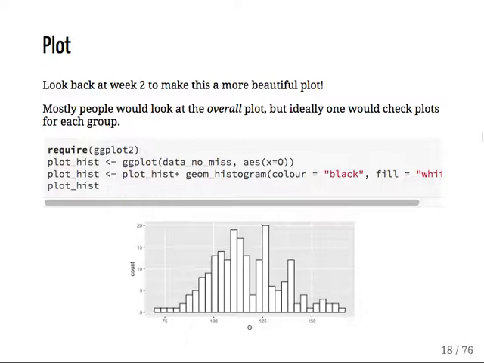I should specify that most people don't actually look within groups. They don't look whether within Asian Americans or European Americans they find this normal distribution. They just look at the overall distribution of the dependent variable. So they look at this overall distribution. But ideally, you would check every single group and see if you get a similar type of distribution which looks normal in every group.